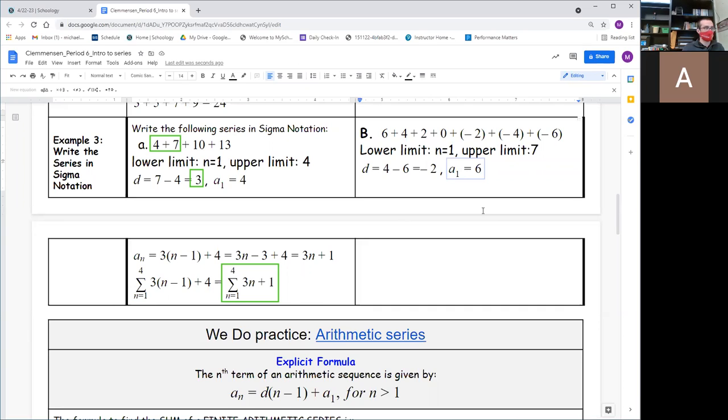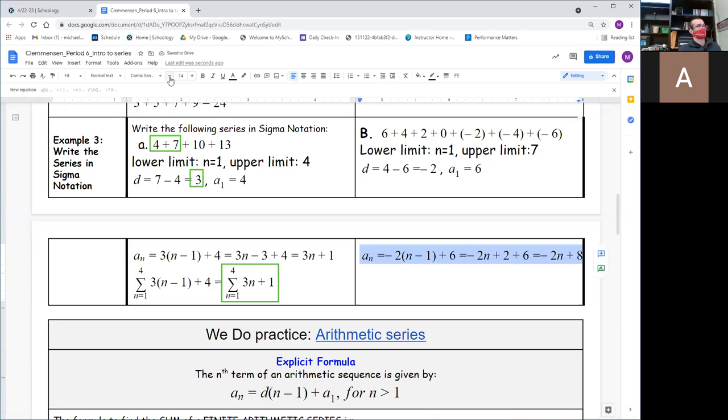Then we're going to go from here, getting our formula. So new equation: a sub n equals d, which is -2, times n minus 1 plus 6. If I distribute that out, I get -2n plus 2 plus 6, which equals -2n plus 8. Which of course just barely doesn't fit, so we have to go down a little bit.